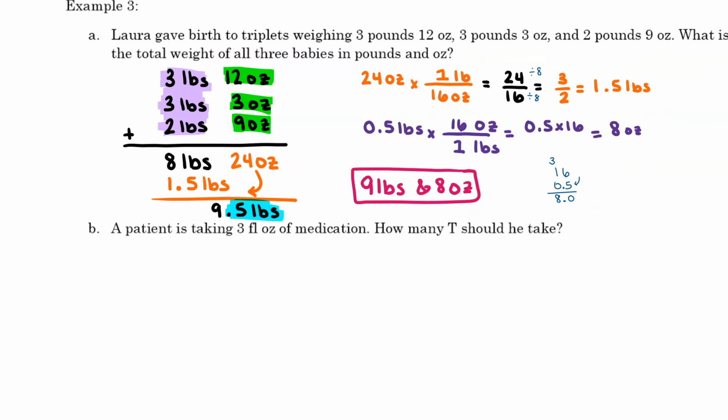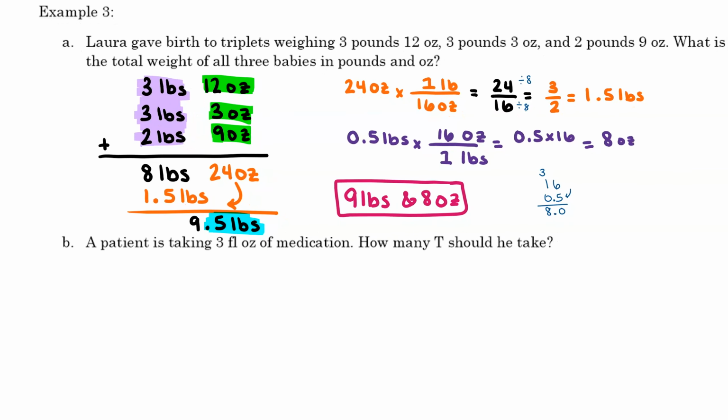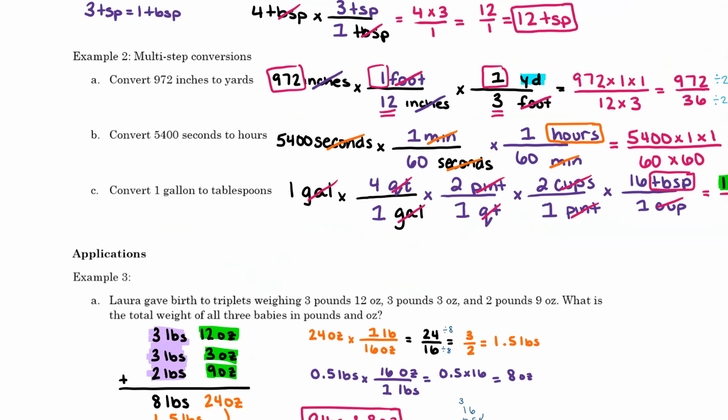Okay, last problem. A patient is taking 3 fluid ounces of medication. How many T, capital T, should he take? Ooh, they didn't give us the measurement in words, they gave it in symbols. So we're starting at 3 fluid ounces. And let's go see what we can find out about fluid ounces and find out about this conversion, capital T.